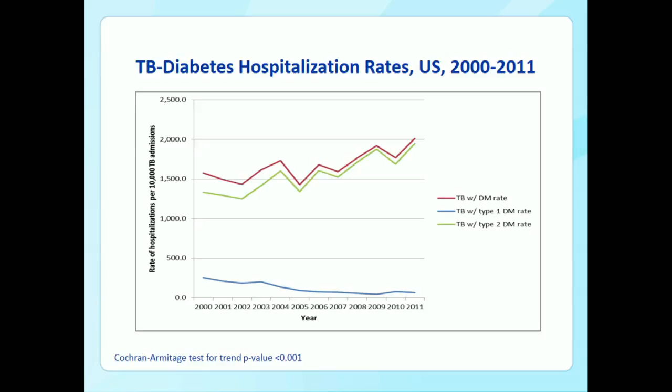Importantly, if you superimpose the graphs for the types of diabetes in red and blue, with type 2 diabetes, you will see that there's great concordance between the overall TB rate with diabetes, along with that, tracking very closely with that due to type 2 diabetes. So this suggests that the increase that we're seeing in the hospitalization rate for TB diabetes is largely being driven by comorbid type 2 diabetes.